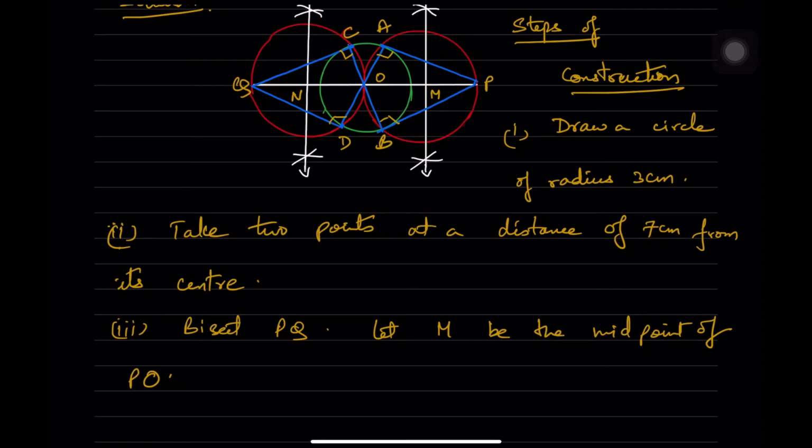So after bisecting PQ, let M be the midpoint of PO. We are bisecting PO here first. Okay, so bisect. Let M be the midpoint of PO.